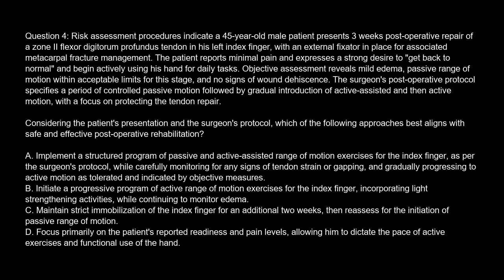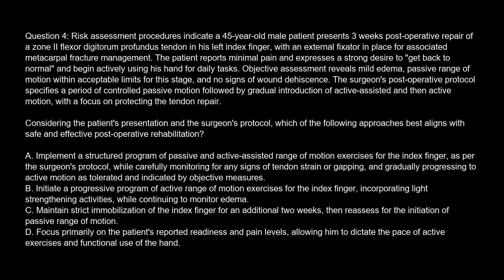The surgeon's post-operative protocol specifies a period of controlled passive motion followed by gradual introduction of active-assisted, and then active motion, with a focus on protecting the tendon repair. Considering the patient's presentation and the surgeon's protocol, which of the following approaches best aligns with safe and effective post-operative rehabilitation? Option A. Implement a structured program of passive and active-assisted range of motion exercises for the index finger, as per the surgeon's protocol, while carefully monitoring for any signs of tendon strain or gapping, and gradually progressing to active motion as tolerated and indicated by objective measures.